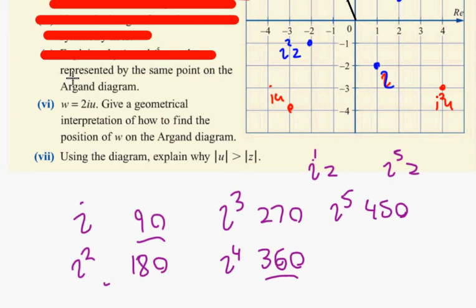So, w equals 2i times u. Give a geometrical interpretation of how to find the position of w on the Argand diagram. So, what we're going to get is our position of, anybody see iu? Everybody see iu? iu is currently located at the point -3, -4. Does everybody agree with that? iu equals -3 - 4i. Is everybody agreed with that as well?